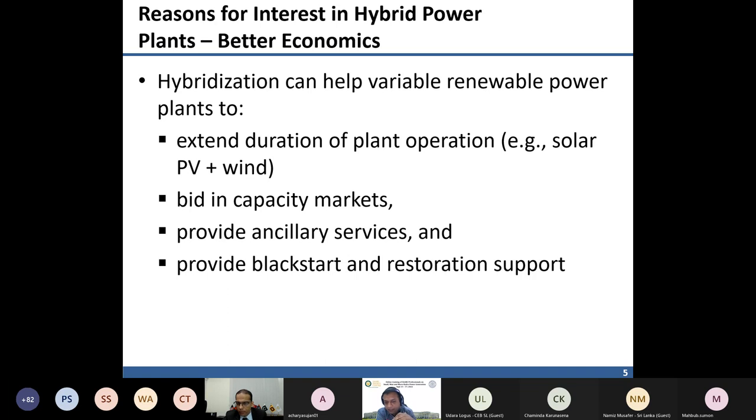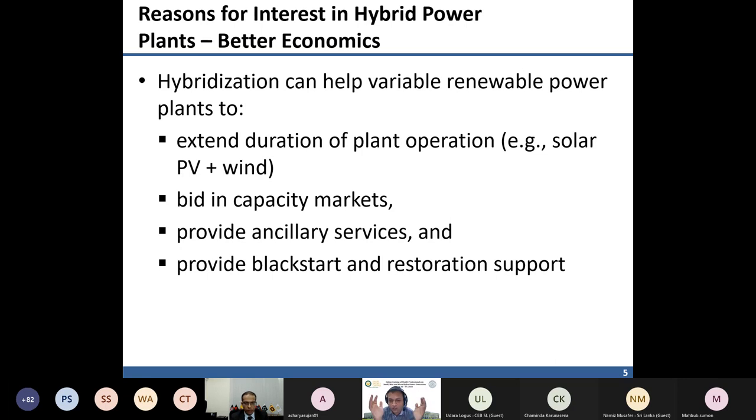You can bid in capacity markets because you have some firm capacity that you can claim, or say larger firm capacity that you can claim compared to before. Ancillary services also become available to you. So whether it is regulation up, regulation down, spinning reserve, non-spinning reserve, all those capabilities get offered to you once you firm up the generation of your variable renewable resource.